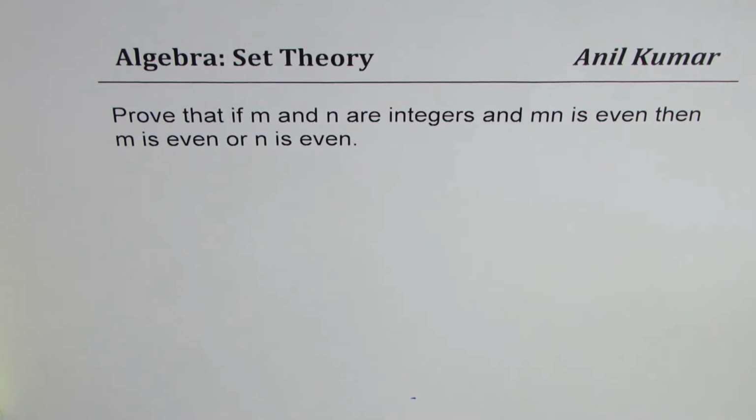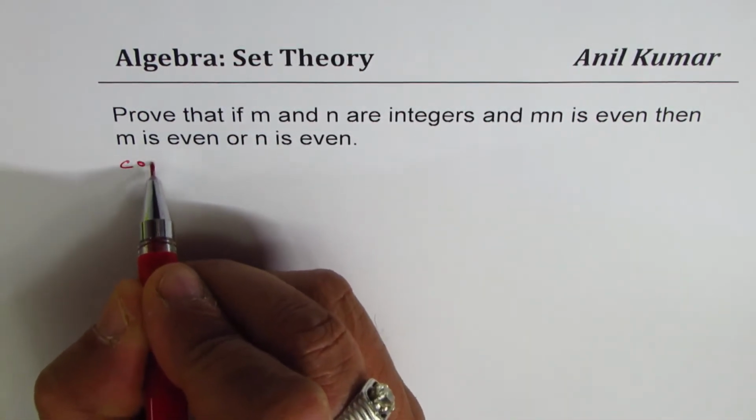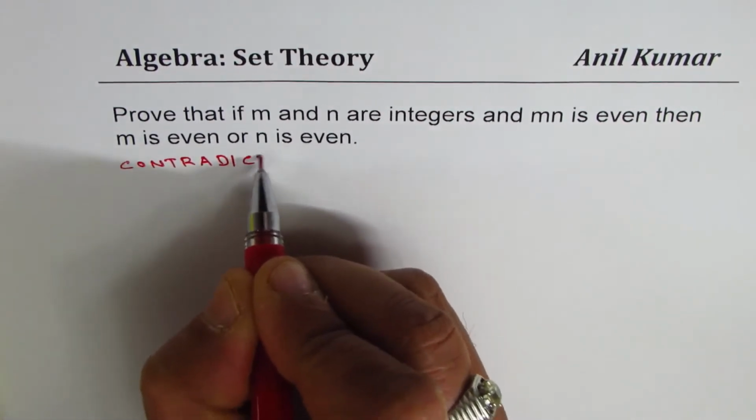The question here is prove that if m and n are integers and mn is even, then m is even or n is even. So Raymond, thanks a lot for excellent questions. I'll try to provide the solution and I hope that helps. Okay. We'll prove this by contradiction, right? So I'm going to prove this by contradiction. That makes it simpler.